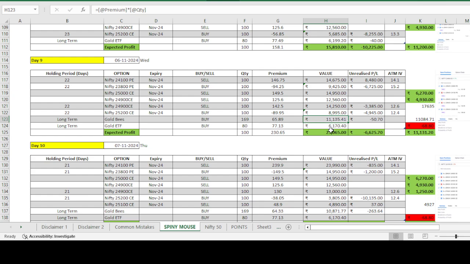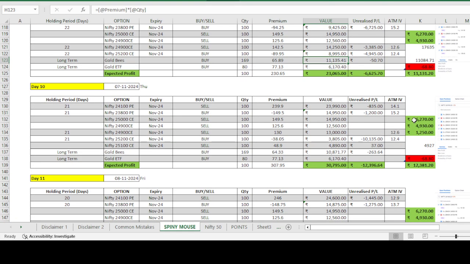So here the haircut will be 20%, so I got around 80%. That is our 88,000 rupees. And here again, I keep booking profit on the upper side, and I'm not doing any change at the lower end.